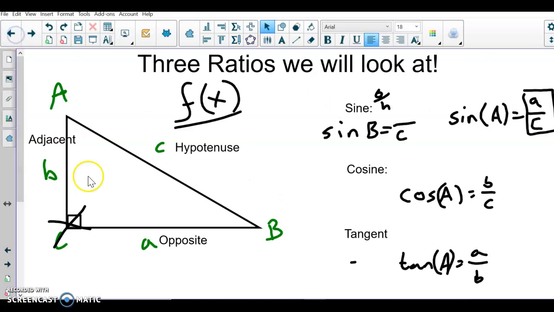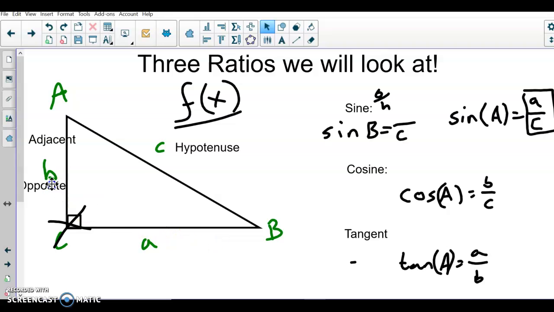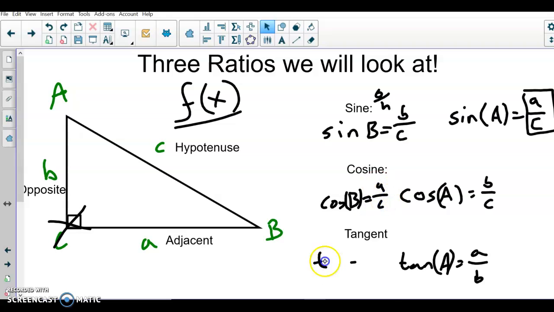well, hold on one second. The opposite has now moved to be over here, because that's the opposite side, and the adjacent side is now moved over here. So now the opposite side of B is B. If I looked at the cosine of B, well, the adjacent side of B is A. And then if I look at the tangent of B, it is opposite of B, which is B over A.